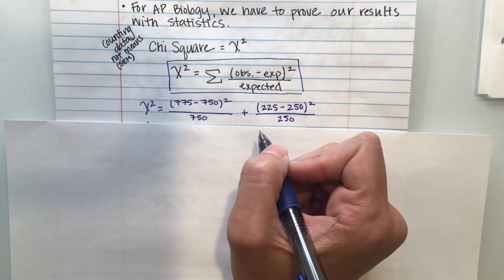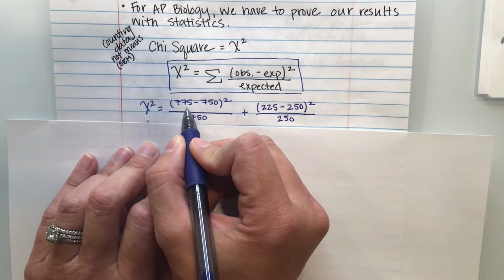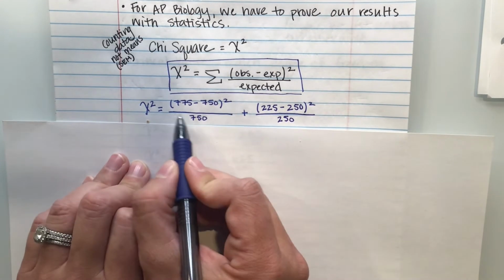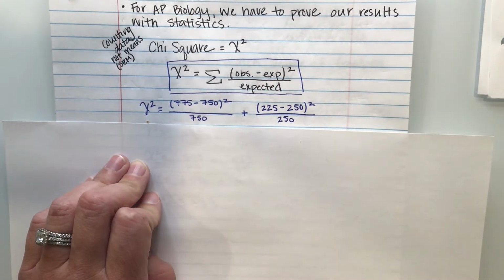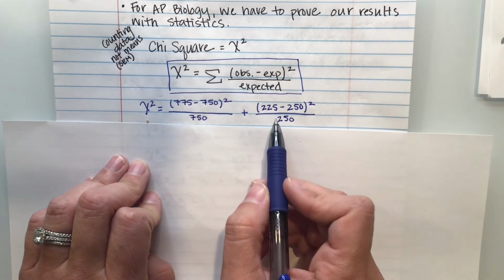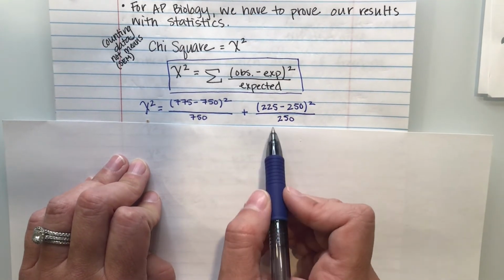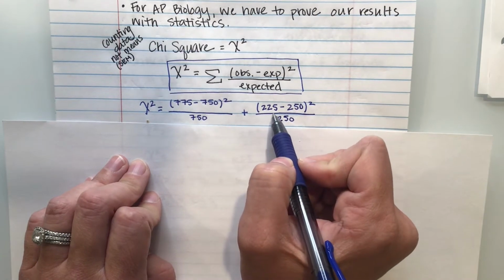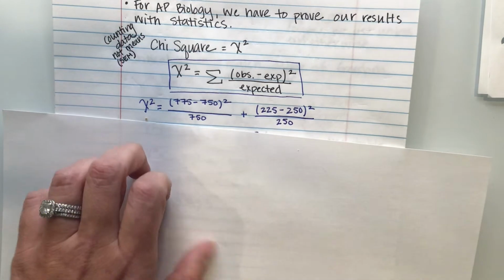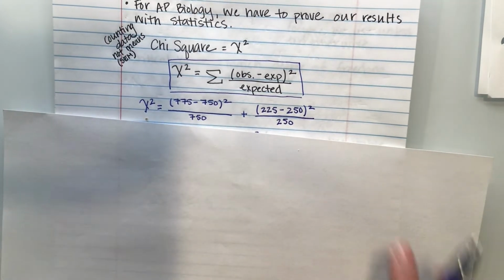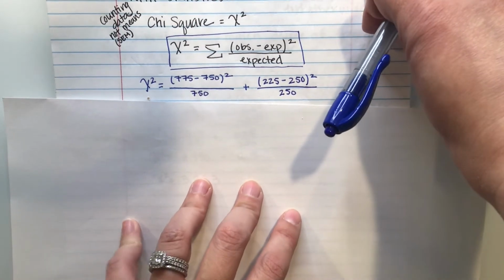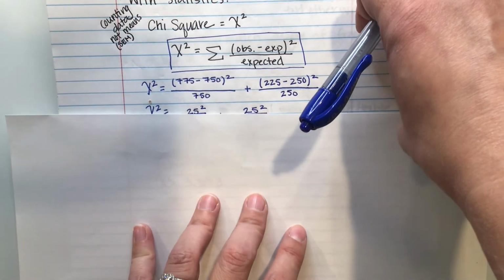So I'm going to go ahead and plug those in. 775 minus 750, that quantity squared, divided by 750, how many I expected, plus the same thing for how many I expected to be short, 225 minus 250 squared, divided by 250. Now you're going to have to use a calculator for this. These are pretty nice numbers, but you will get a calculator on your AP test, so it's okay to go ahead and use one here.